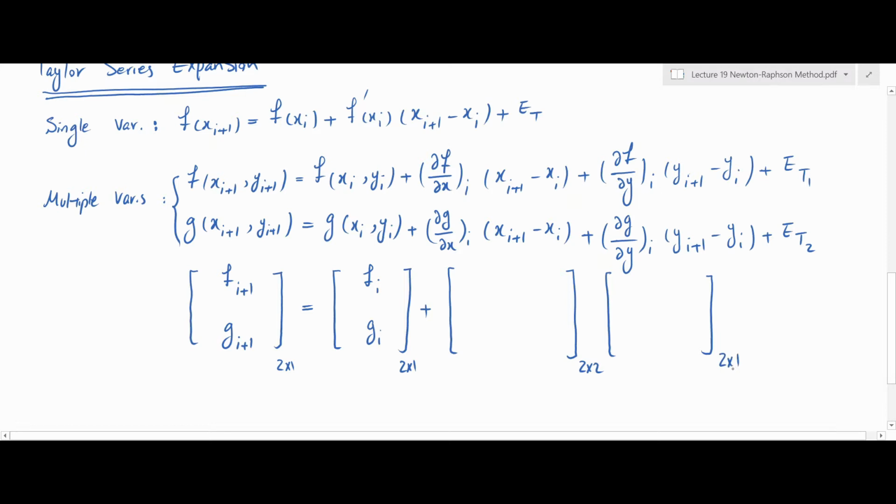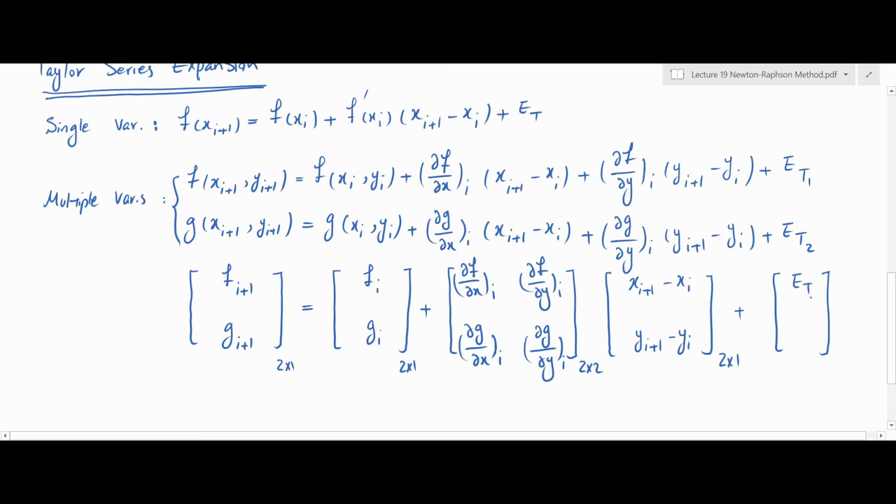And the elements of this 2 by 2 matrix are del f/del x at i, del f/del y at i, del g/del x at i, and del g/del y at i. Okay, and the second matrix will be x i+1 minus x i and y i+1 minus y i. Finally, plus a matrix for the truncation error, which includes two elements, ET1 and ET2.